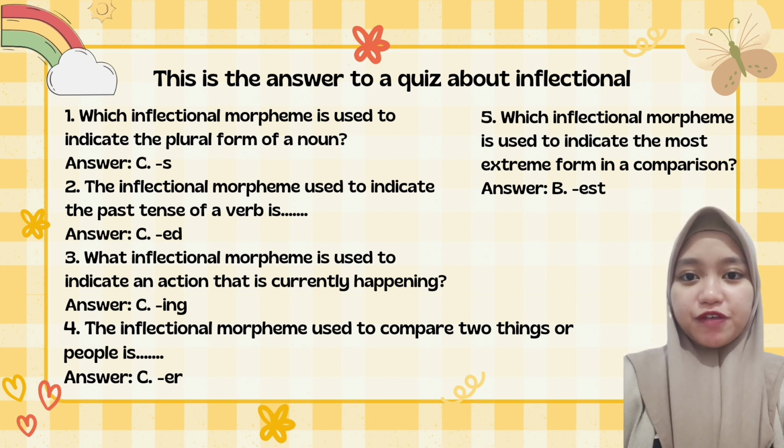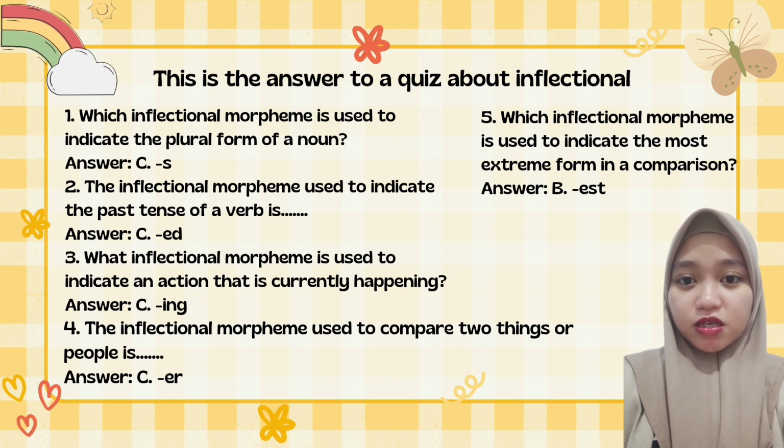This is the answer to the quiz about inflectional morphemes. Number 1. Which inflectional morpheme is used to indicate the plural form of a noun? The answer C. S. Number 2. The inflectional morpheme used to indicate the past tense of a verb is? The answer C. At. Number 3. What inflectional morpheme is used to indicate an action that is currently happening? The answer C. In. Number 4. The inflectional morpheme used to compare two things or people is? The answer C.